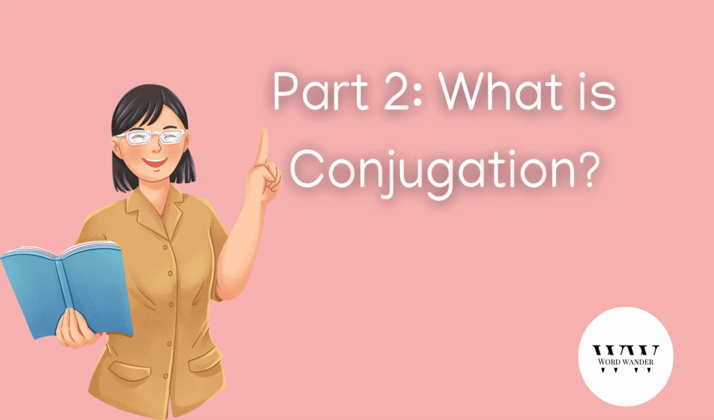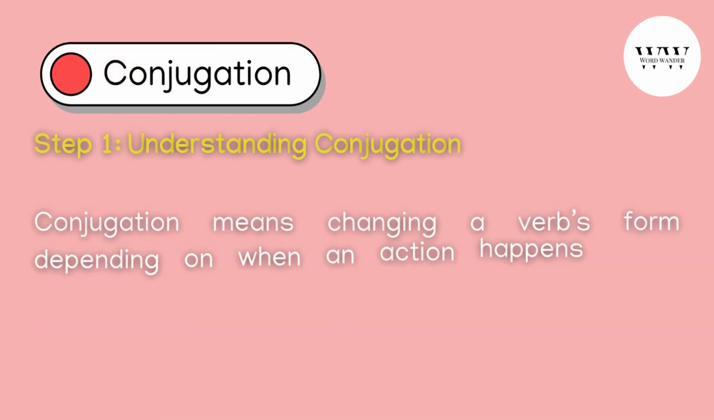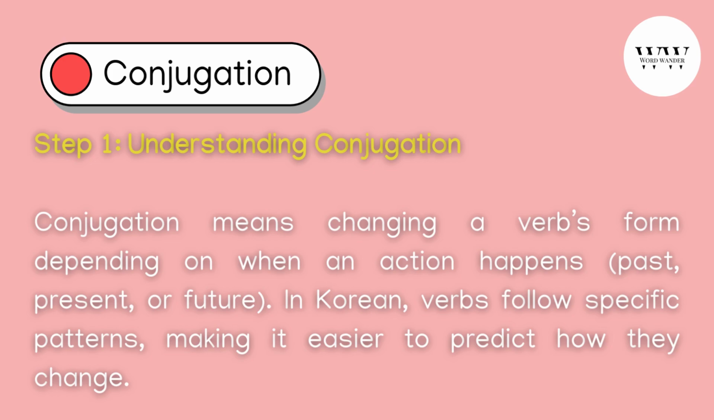Alright, so what exactly is conjugation? And why is it important? Conjugation means changing a verb's form depending on when an action happens, may it be past, present, or future. In Korean, verbs follow specific patterns, making it easier to predict how they change.